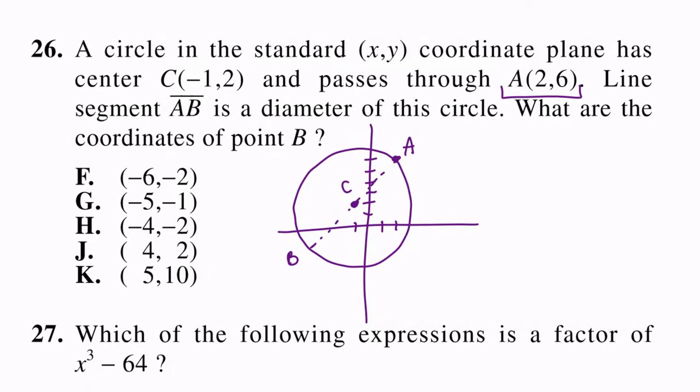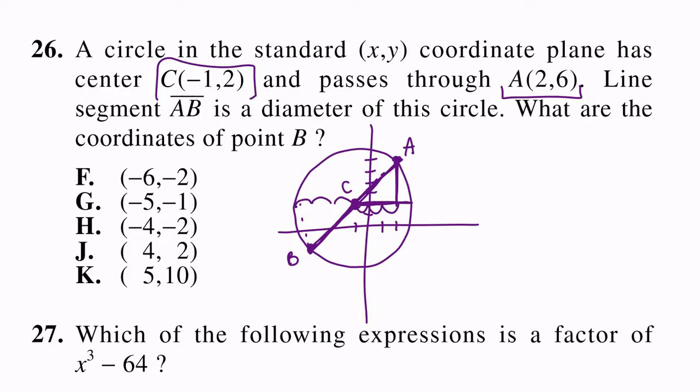We want to know the coordinates of point B. So we could figure that out by deciding how far we go over to the right and how far we go up. Starting from point C, we go 1, 2, 3 over to the right on our x coordinate plane. So we're going to go 1, 2, 3 to the left to get to point B. So 3 points to the left of C, which we see right here, would be -4.